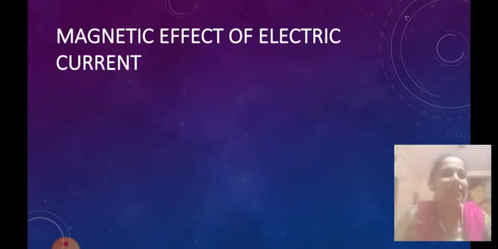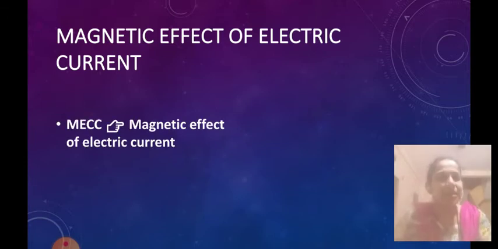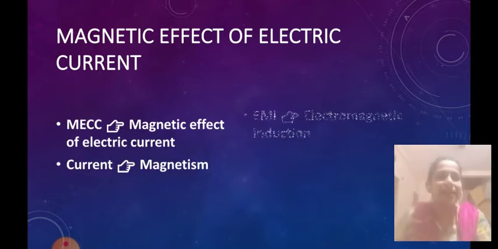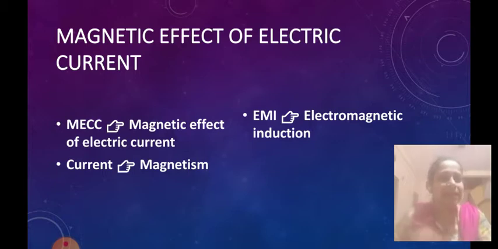Welcome back to science again, and let us study the next part of the lesson, effects of electric current. Last time we have already finished one of the effects, that was heating effect of electric current. So today let us proceed with the next one, that is the magnetic effect of electric current. In this we are going to study two things. One is MECC, that is magnetic effect of electric current, and the second one is electromagnetic induction.